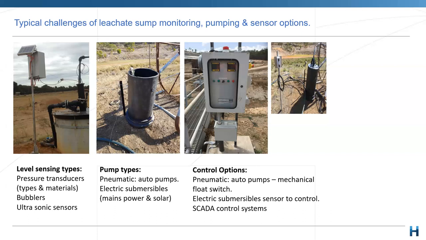Whereas the sonic sensor is pretty much mounted on the top of the leachate sump. Normally we need a sounding tube for it to get better accuracy, because the sonic sensors work on sound wave reflections. They work out the time for the wave to travel down and then bounce back, and just work out the time of traveling, so that they know where the leachate level is.